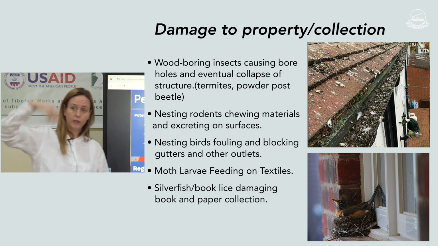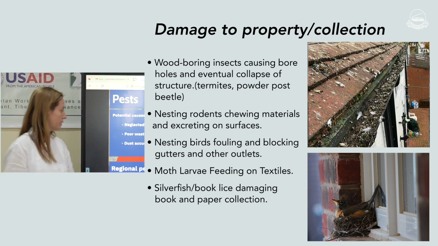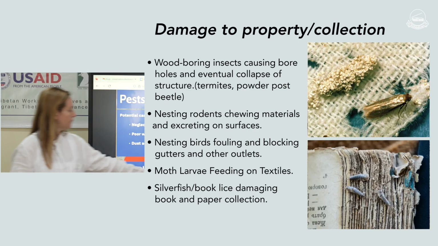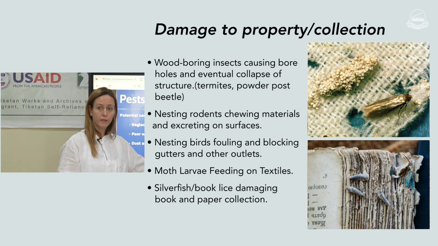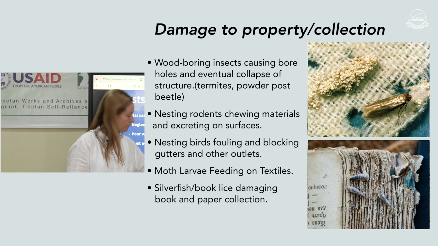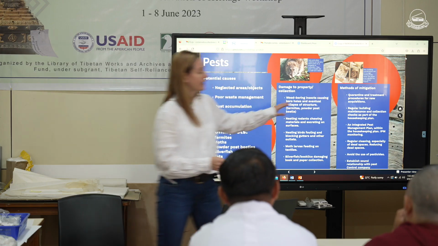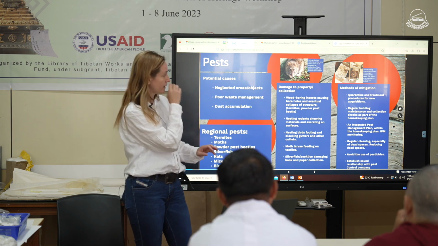You don't want your guttering to be blocked with a bird's nest and any other outlets. So moths, if you know what your insects like to eat, then you know where to look. Different insects will attack different things, which I think we had established already. How do you mitigate that? What's the antidote to this?